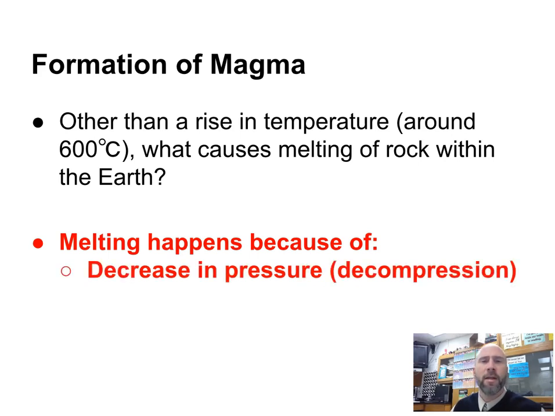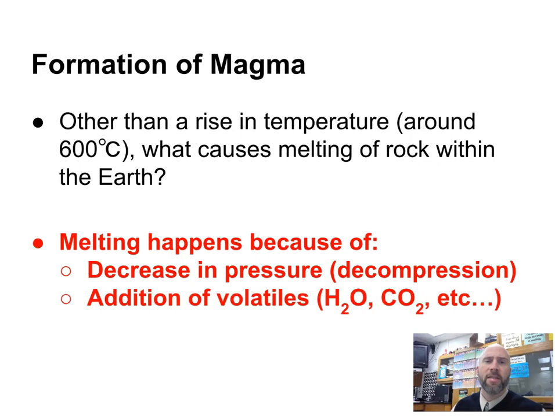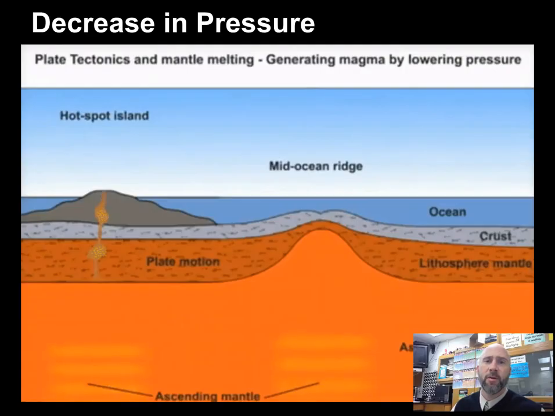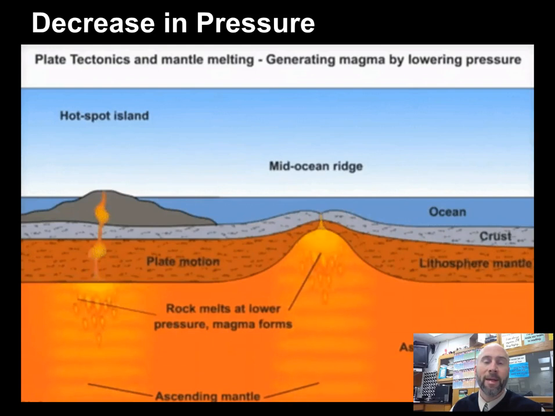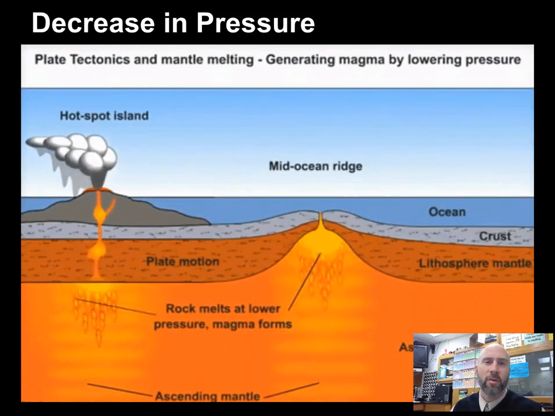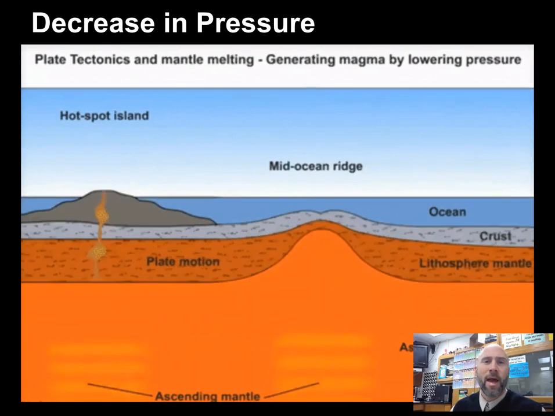The first one is a decrease in pressure, which we'll talk about in more depth in a second. And the second one is the addition of volatiles. What that's talking about is adding water, carbon dioxide, etc. Now for pressure, think about this. If you guys have been around a gas grill at all, maybe you haven't been, but that big tank that's attached to a gas grill, you shake it around and it's a liquid. And when you open up the valve and release the pressure, it turns into a gas.